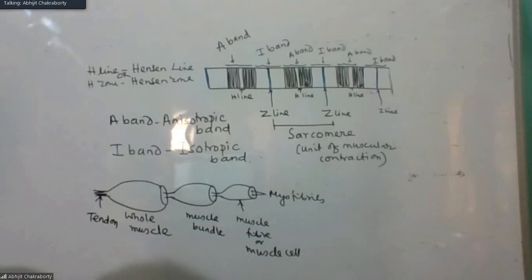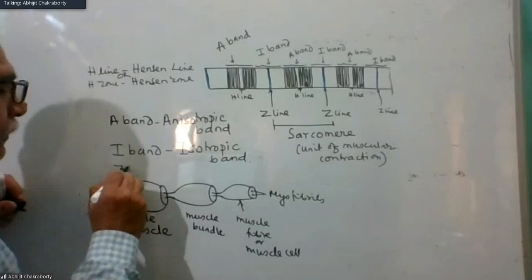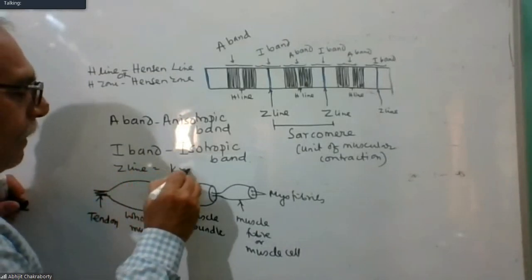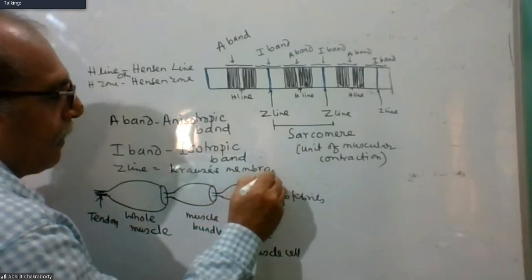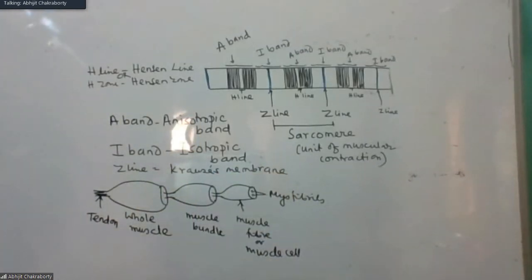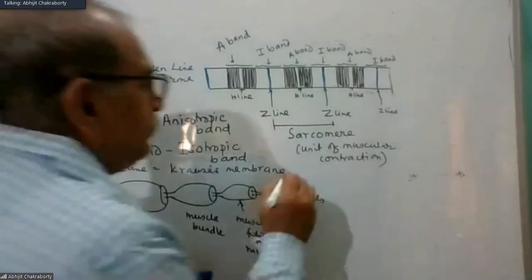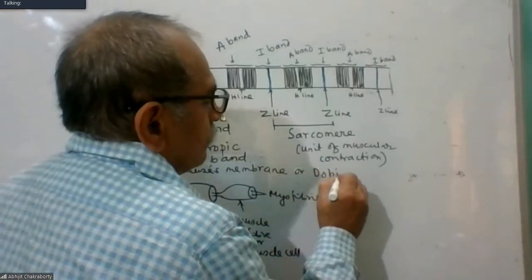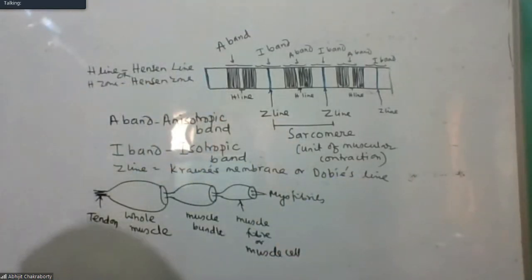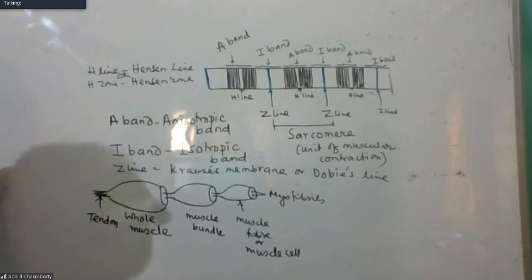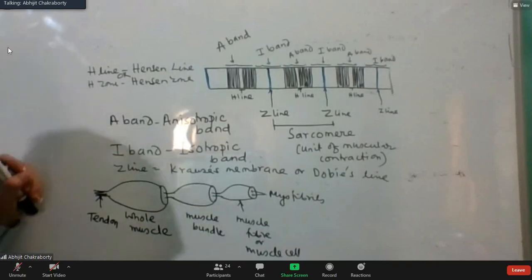The Z line is called Krauss membrane, or Dobbe's line. So remember this thing. In the myofibril there are thick myofilaments.